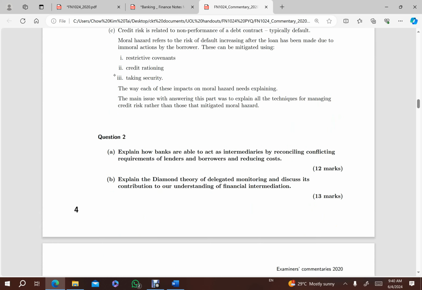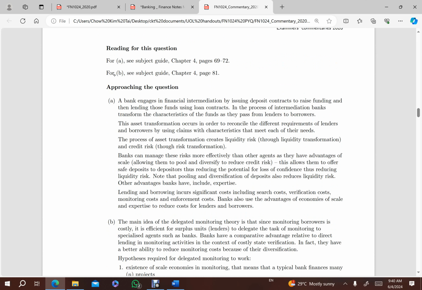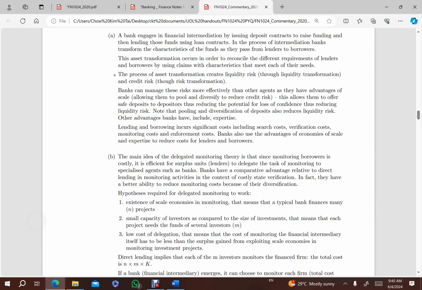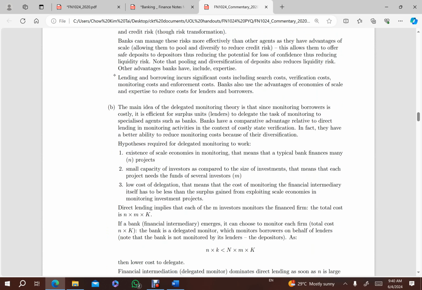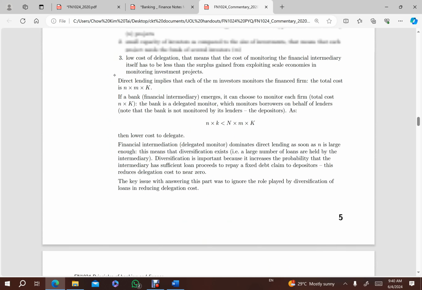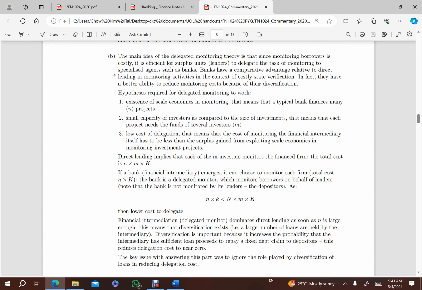Okay. Question number 2. There are all these transformation roles. I mentioned that just now. Okay. Delegated monitoring was covered quite well here, so you can use this as your guide. Diamond theory. Okay, so I think it's good you go through this. Delegated monitoring. Diamond theory.